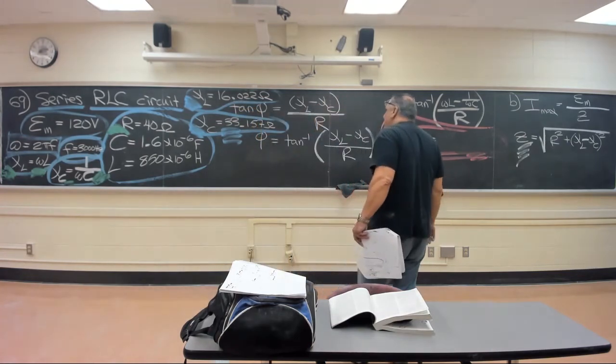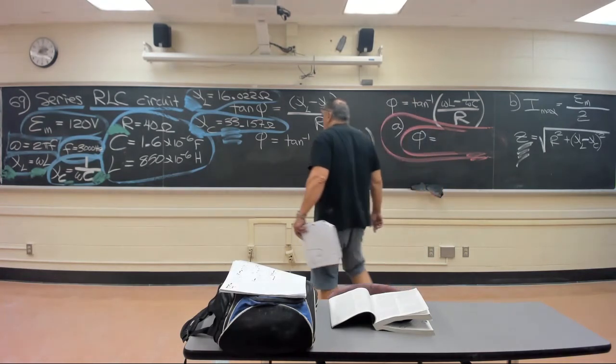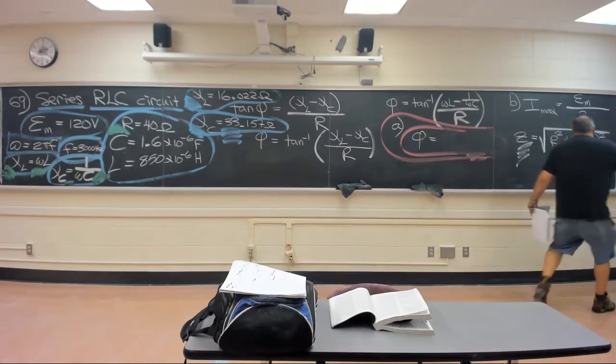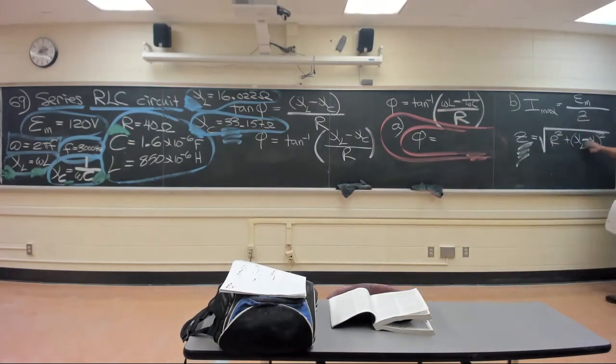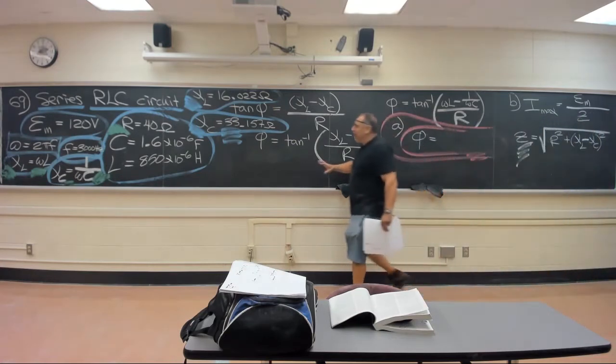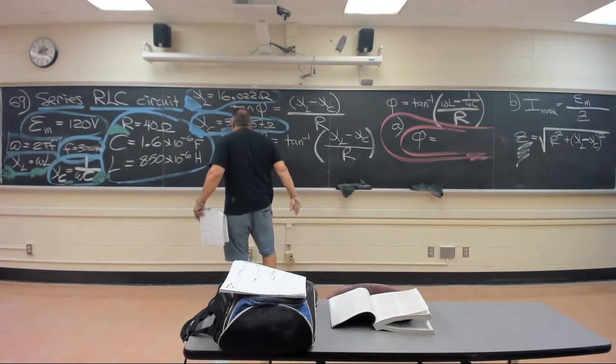Now we said the very max that it would be, if these guys were equal to each other, you subtract them, you get 0. 0 squared is 0. You're getting the square root of R squared. The square root of 40 squared is 40. Put a 40 here, put 120 here. 120 divided by 40 is 3 amps. True. Well, this isn't going to allow for that to happen.